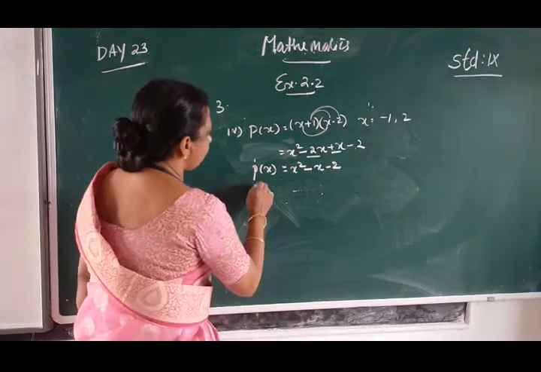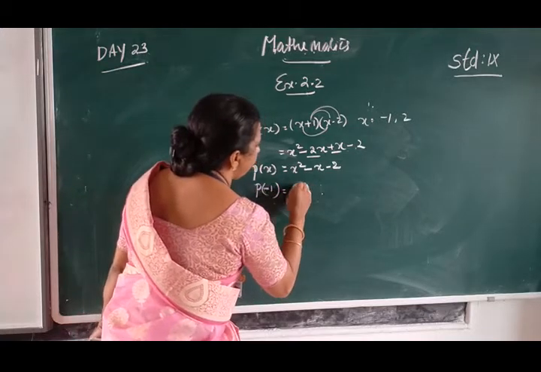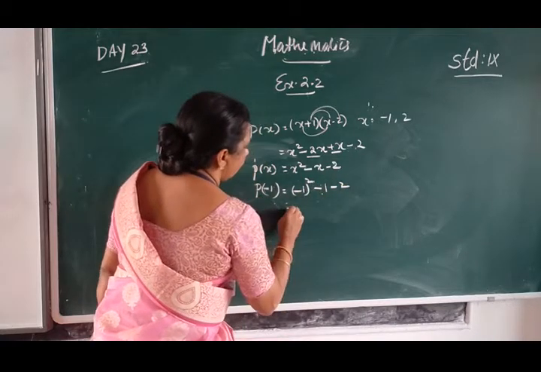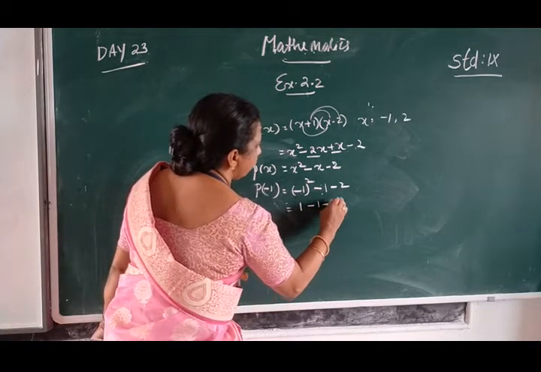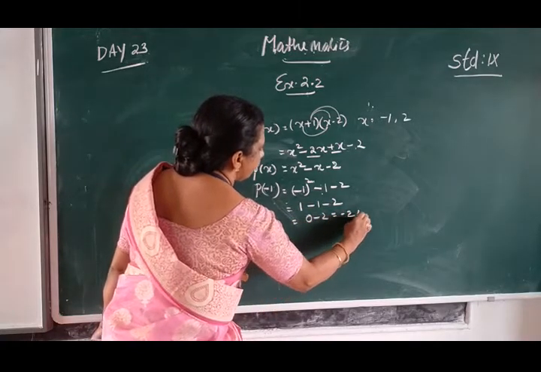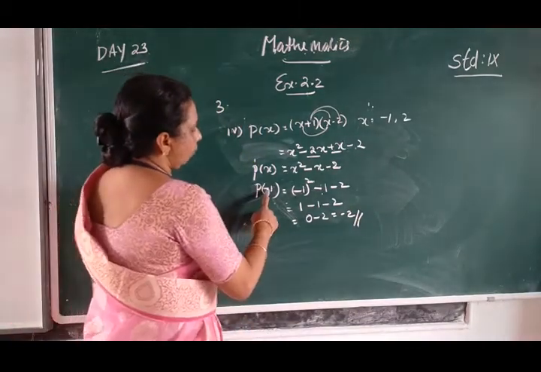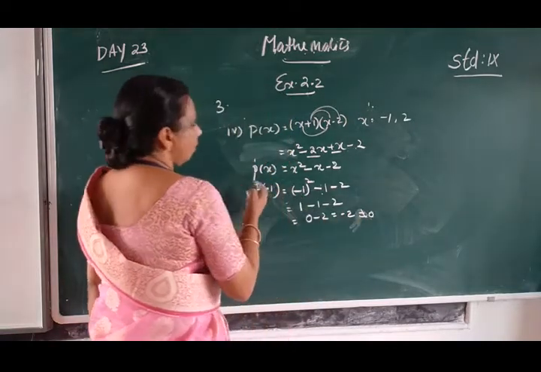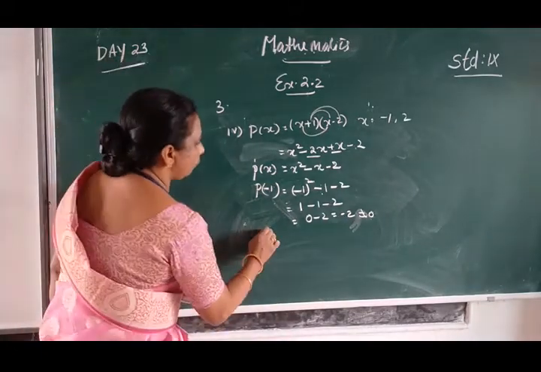Okay. Then we find out p of minus 1. Here we get minus 1 the whole square minus 1 minus 2. Minus 1 the whole square we get 1, 1 minus 1 minus 2. 1 minus 1 we get 0, minus 2. We get minus 2. That is p of minus 1 is not equal to 0. Therefore, minus 1 is not a zero of the given polynomial. Then we have to find out p of 2.